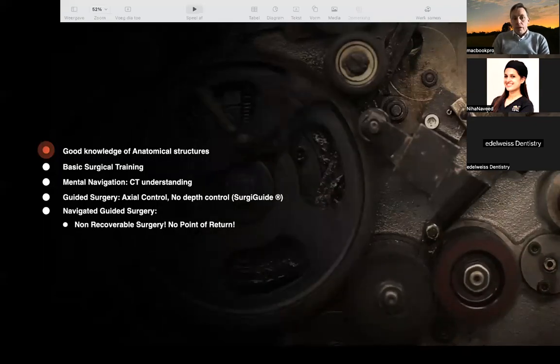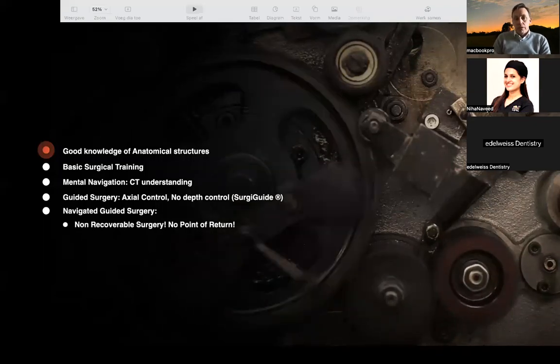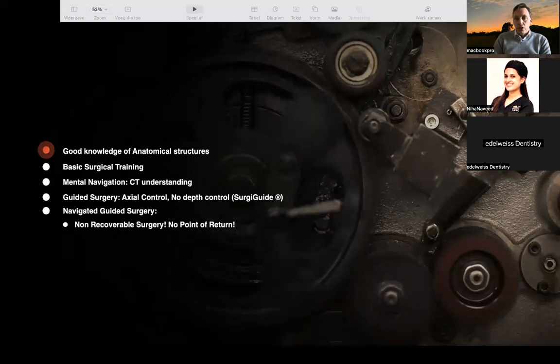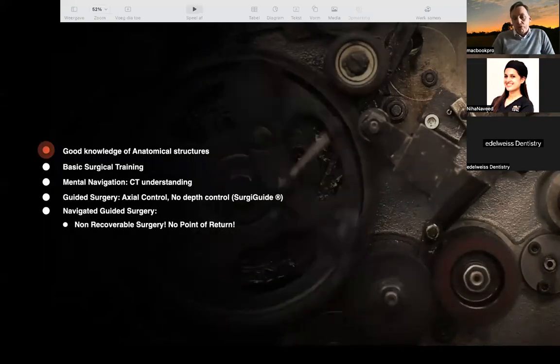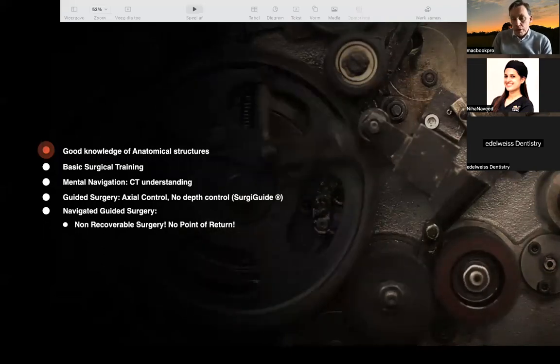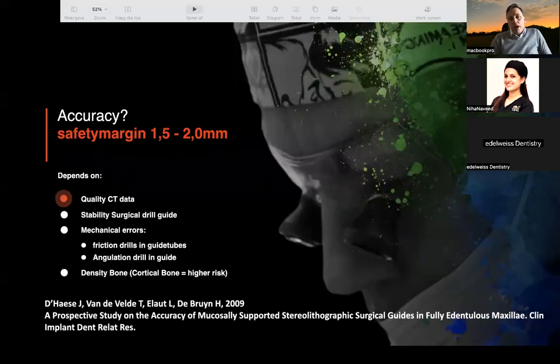You have to understand that if you go into a guided surgery protocol, there is no point of return, there's no recovery surgery possible. That's the reason why, if we look at literature, we see that the safety margin we still use in guided surgery is 1.5 to 2 millimeters. It's based on the quality of the CT data, the stability of the surgical guide, mechanical errors caused by the friction of the drill in the guide tubes, the angulation of your drills in the tubes, and the density of the bone.